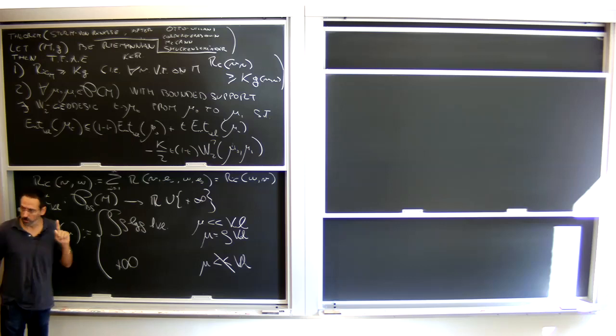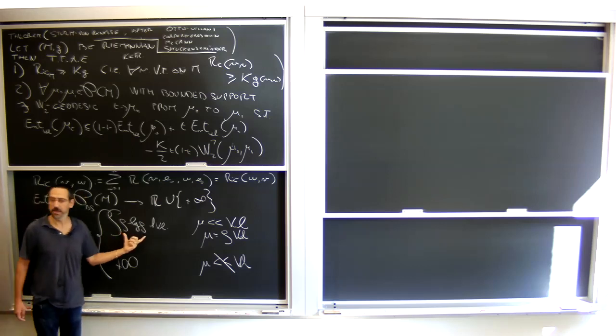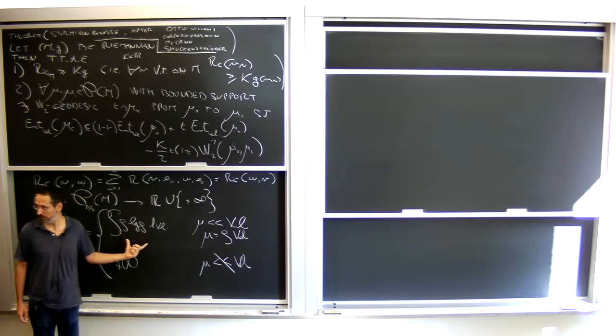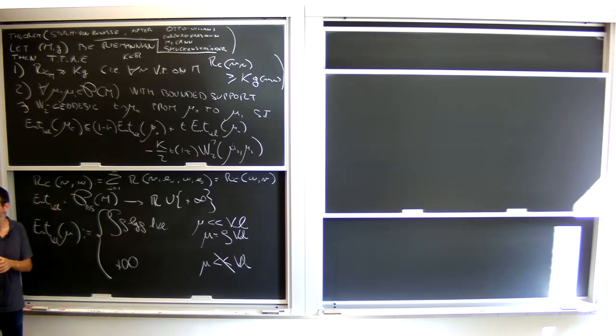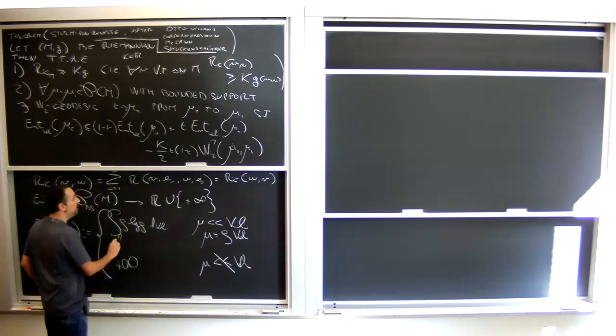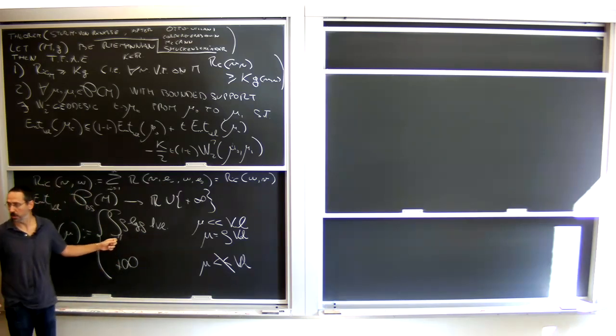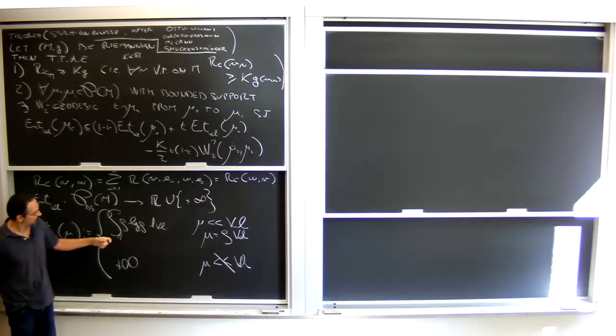Now, one comment. In order to give this definition, I should be sure that this integrand is integrable. And it is, because I assume the measure mu to have bounded support. So this integral, that in principle is an integral over the whole manifold, is in fact an integral over just the support of the measure.